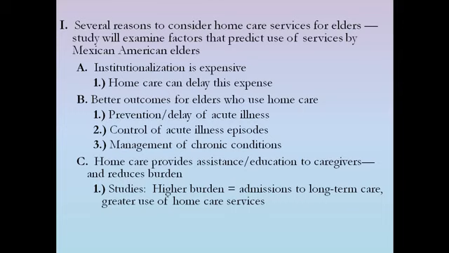So subpoint 1, institutionalization is expensive, and home care can delay that expense. Better outcomes for elders who use home care include prevention or delay of acute illness, control of acute illness episodes, and management of chronic conditions. And then the third subpoint of the main idea is home care provides assistance and education to caregivers and ultimately reduces their burden. And then there's some support for that: studies show that a higher burden equals greater admissions to long-term care and greater use of home care services.